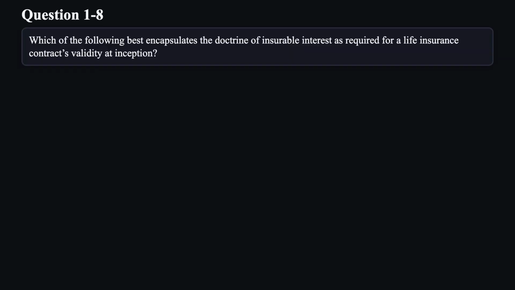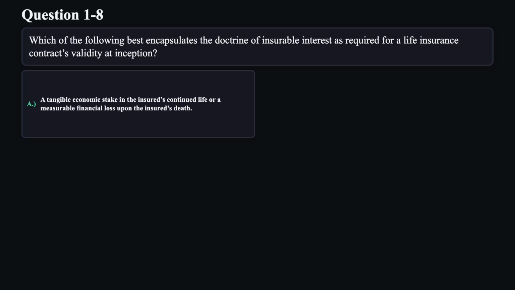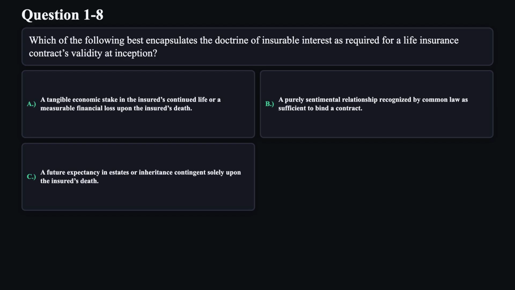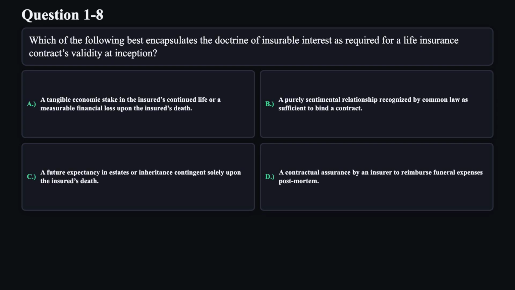Question 8. Which of the following best encapsulates the doctrine of insurable interest as required for a life insurance contract's validity at inception? A. A tangible economic stake in the insured's continued life, or a measurable financial loss upon the insured's death. B. A purely sentimental relationship recognized by common law is sufficient to bind a contract. C. A future expectancy in estates or inheritance contingent solely upon the insured's death. D. A contractual assurance by an insurer to reimburse funeral expenses post-mortem.